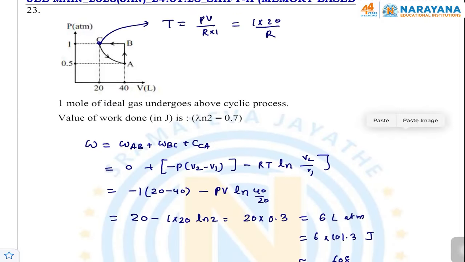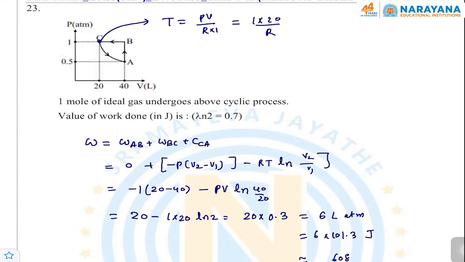Now there is a question based on thermodynamics. Work done is asked. Total work done in this cyclic process is asked. So pressure and volume at two different points are given. Here total work is work AB plus BC plus CA. We can see that A to B is an isochoric process, P into delta V.